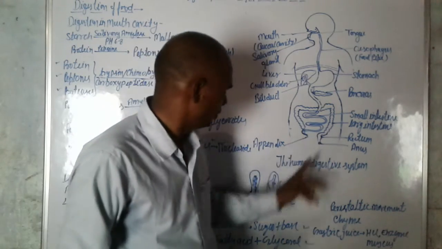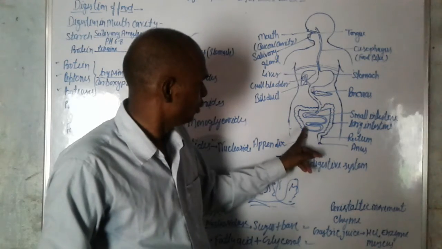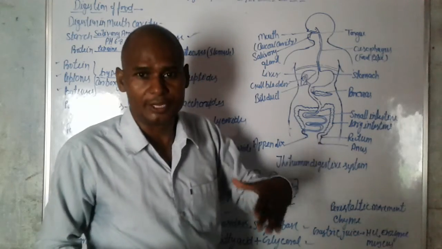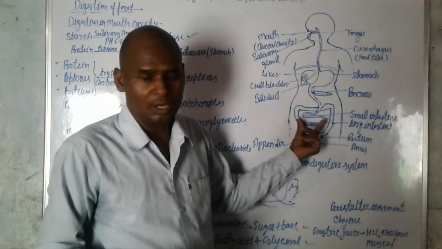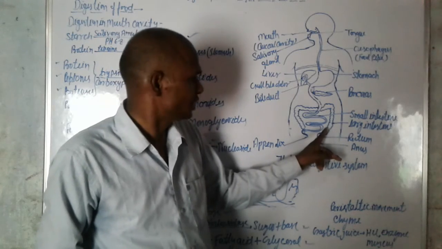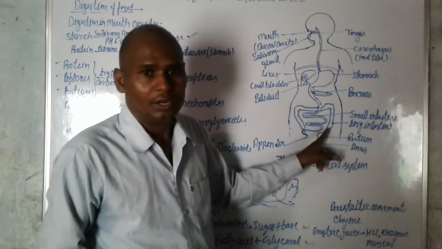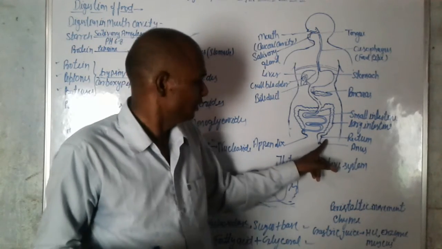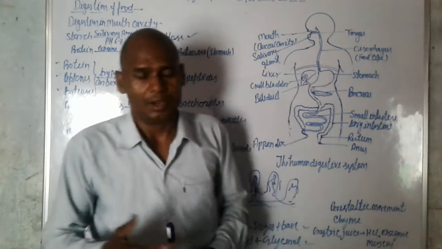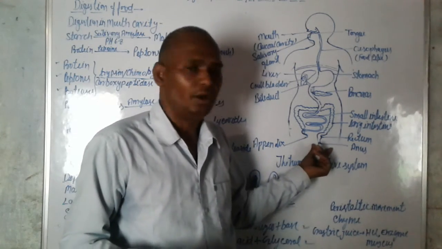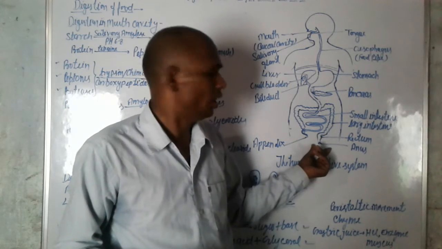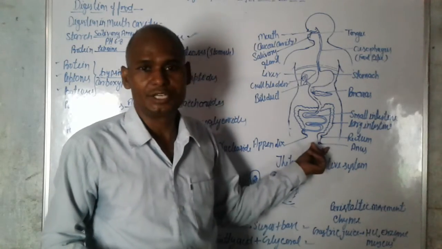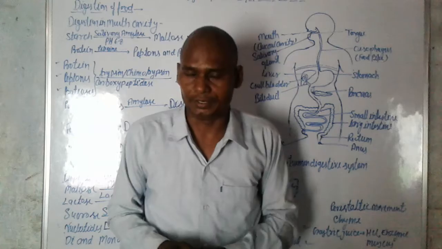And undigested food goes to the large intestine, and in this place water is absorbed by the large intestine, and the undigested food makes a paste, and the paste collects in the rectum. After some time, undigested food is thrown out or removed through the anus. So this is the digestive system of human beings.